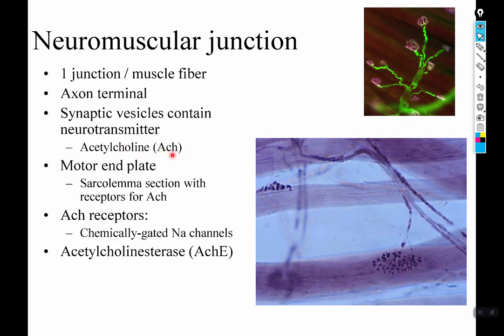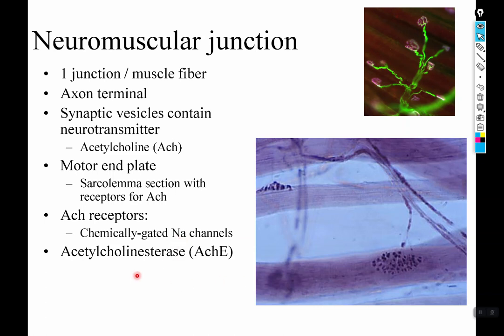So the motor end plate is the spot on the sarcolemma, the skeletal muscle membrane, with the receptors for acetylcholine. And as I mentioned in the podcast episode about this, the acetylcholine receptors are chemically gated sodium channels. So when their favorite chemical, acetylcholine, is bound to them, they open up and let sodium from the outside of a muscle cell to the inside.